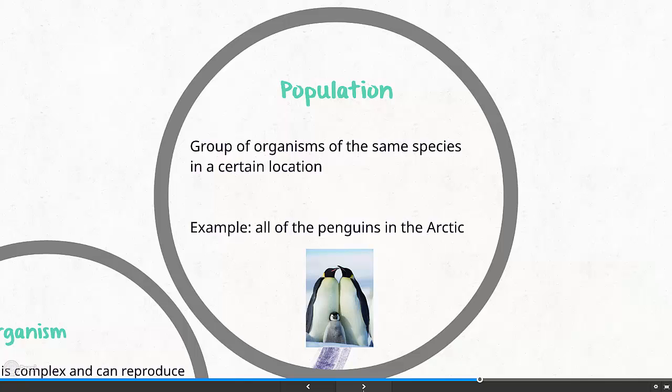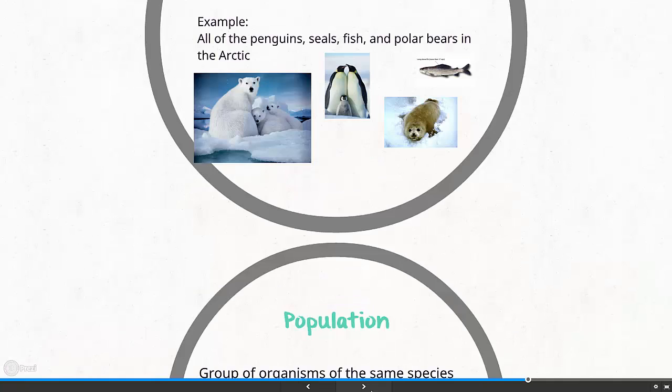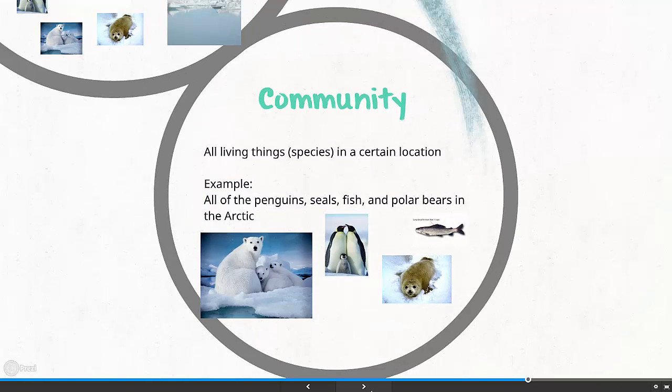When you're talking about a population, you need the organism plus the location. So here I have all of the penguins in the Arctic, describing a population. Now, since we're in the Arctic, let's consider other living things that are in the area. If we look at the penguins, the seals, the fish, the polar bears in the Arctic, all the living things, now we have a community.